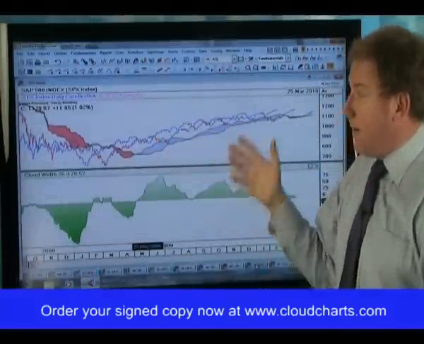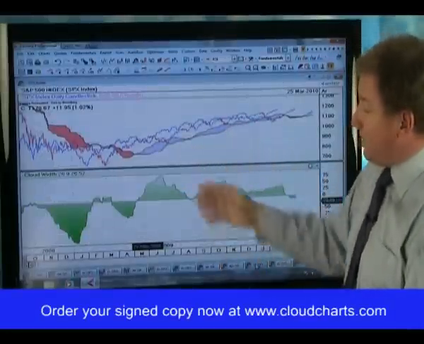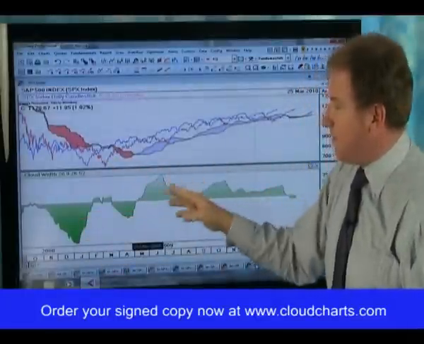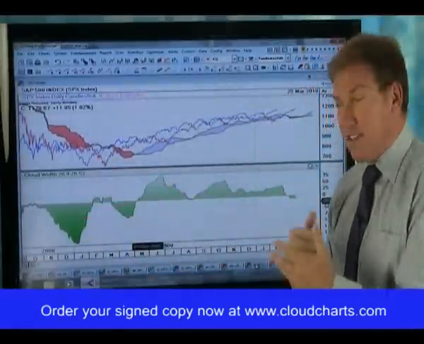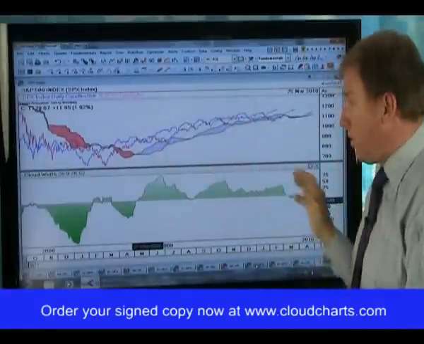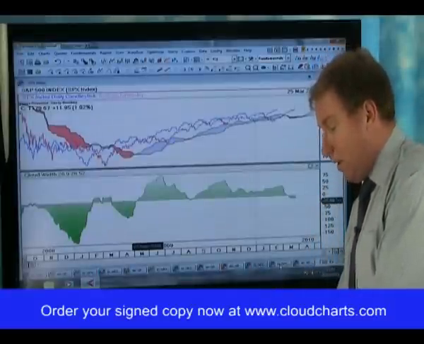We also look, in the last part of the book, at different indicators on clouds. This one is cloud width, and we do see that when we get extreme readings on the cloud width, it tends to be a precursor for a cross or a consolidation. So this has been quite an interesting one, and we explore lots of other indicators on the charts.